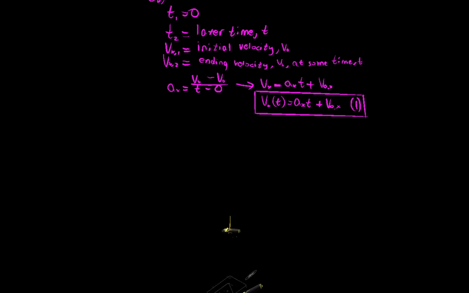This quantity here has none of that in the equation. So we can do the same thought process for velocity and position that we did above for acceleration. If we have v average in the x direction, it is equal to x minus x naught, right? Some later position minus the initial position, divided by t, which you can think of as t2 minus t1. But if t1 is 0, then it's just t, right?